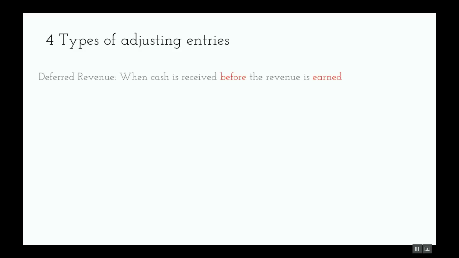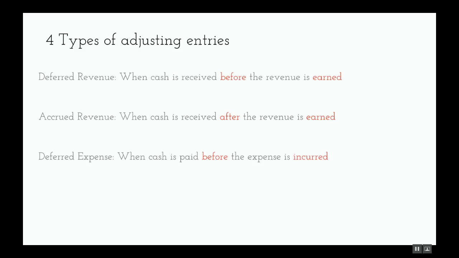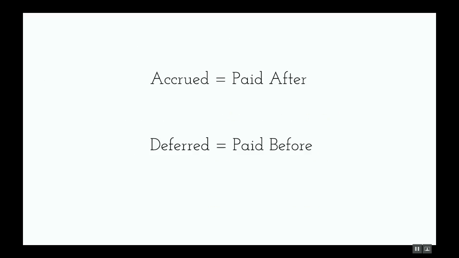Firstly, we have deferred revenue, which is when cash is received before the revenue is earned. Then we've got accrued revenue, which is when cash is received after the revenue is earned. Then we've got expense accounts, like deferred expense, when cash is paid before the expense is incurred, and accrued expense, when cash is paid after the expense is incurred. So essentially, accrued means paid after, and deferred means paid before. So we'll start with deferred revenue.